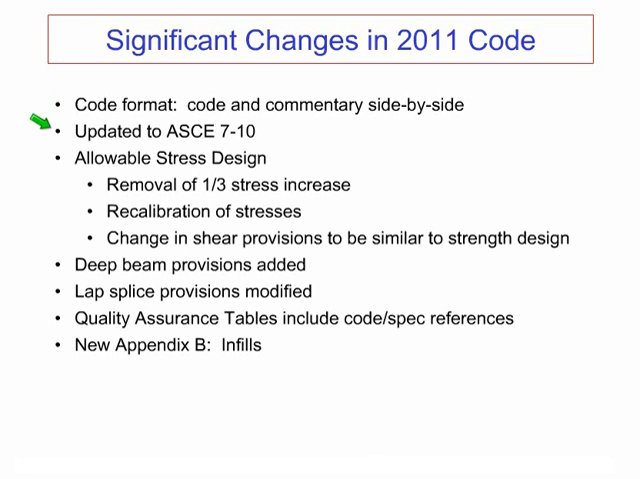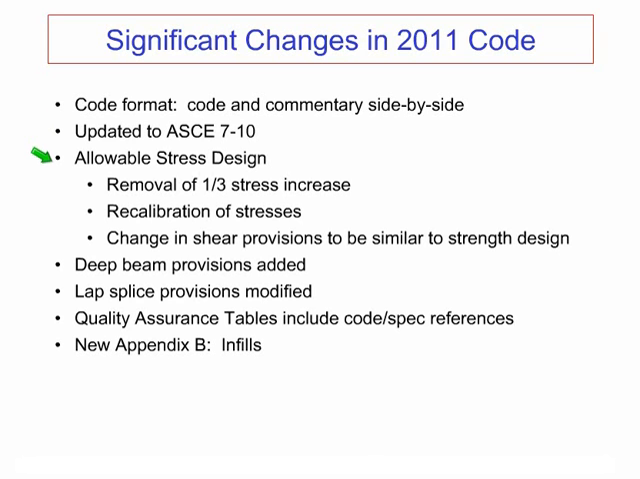We have updated to ASCE 7-10. And probably most of you are familiar that there was a significant change in ASCE 7 from 05 to 10 in the wind load provisions, going to a strength level wind design load. So we had to make some changes in the code to that.